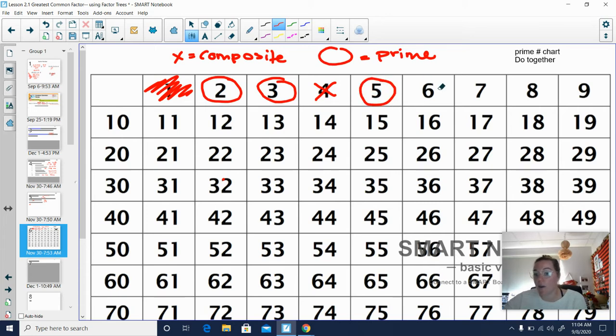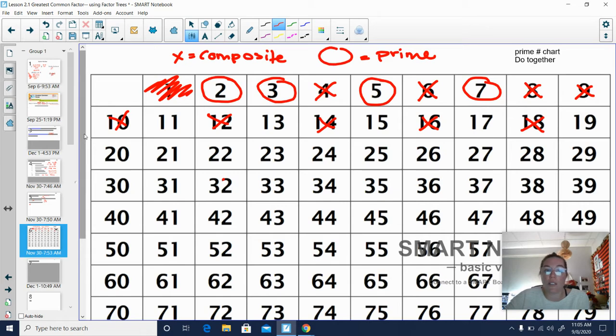6 is even, so it can be divisible by 2, which means 2 times 3 and 1 times 6 go into it, so it's composite. 1 times 7 is my only factor pair for 7. 8 is even. And then 9 actually is divisible by 3, so 3 times 3 and 1 times 9, which makes it composite. If you'll notice, from here on out, we can cross out all of our even numbers because 2 goes into them. So they're no longer alone, okay?